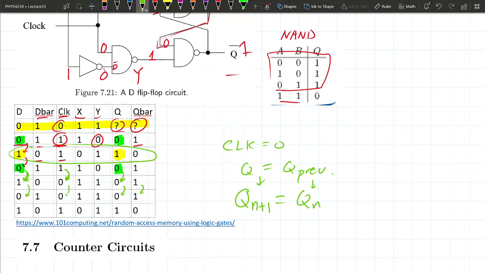Does that help clarify how these D flip-flops work? Because we're going to use them over and over and over again. And when you do this with the NOR NAND gate version, the D and the Qs will be exactly the same, but then the Xs and Ys are different from each other. That's all. The tables are slightly different, so just be careful.